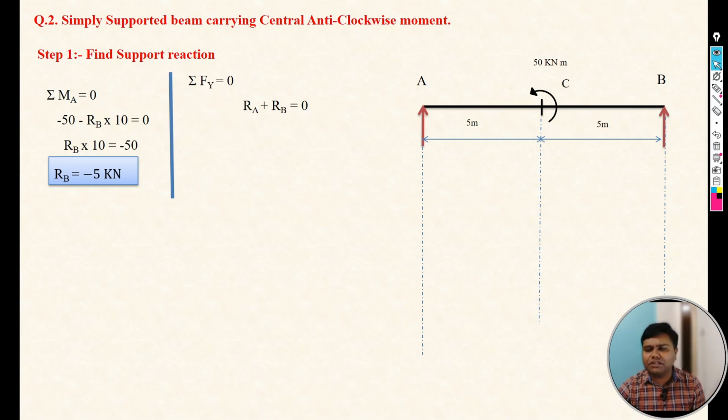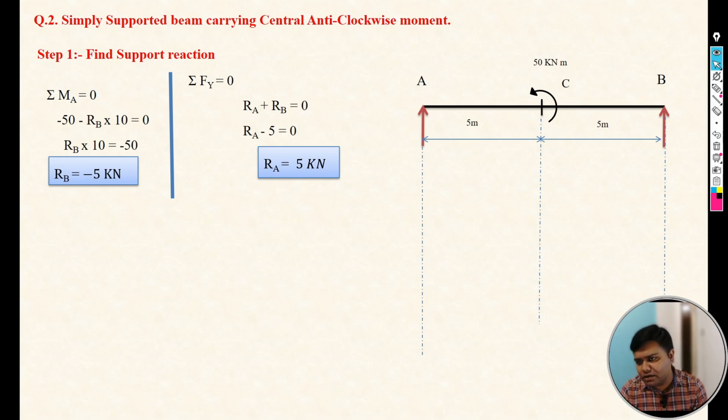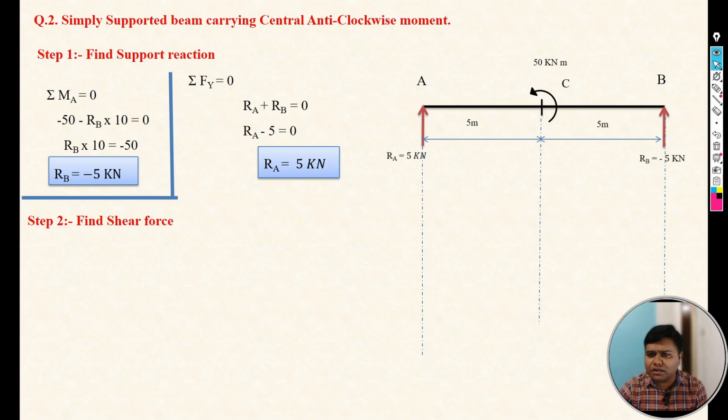Again apply summation Fy equals to 0, so Ra plus Rb, where Rb is minus 5, so Ra will be 5 kilonewton. Now these are the support reactions. At A point, Ra is equal to plus 5 kilonewton and Rb is minus 5 kilonewton. Now the next step, calculate the shear forces.